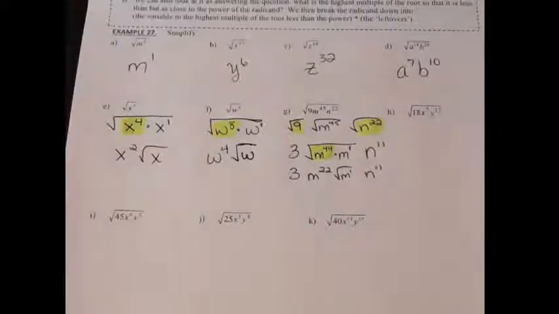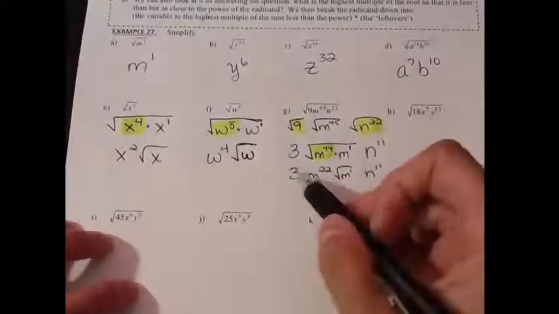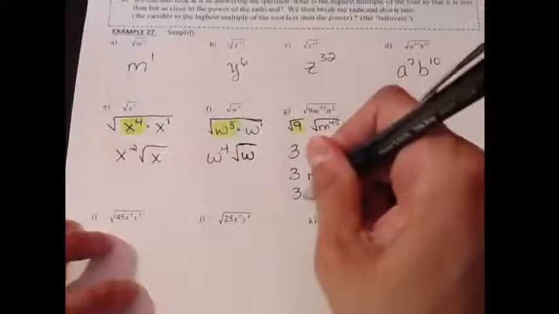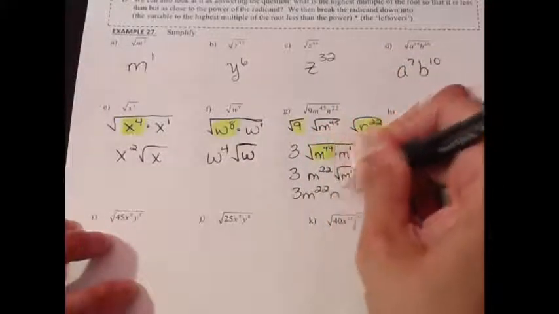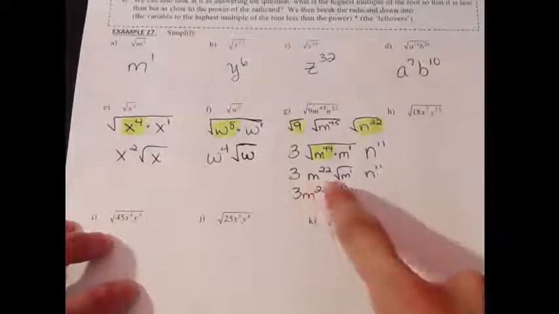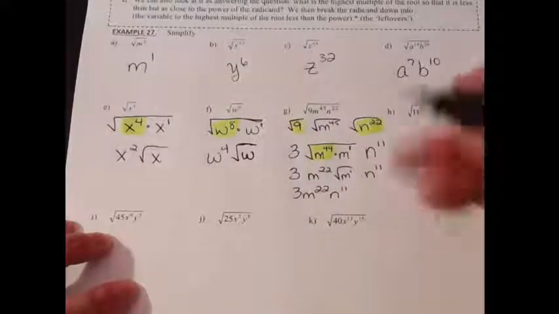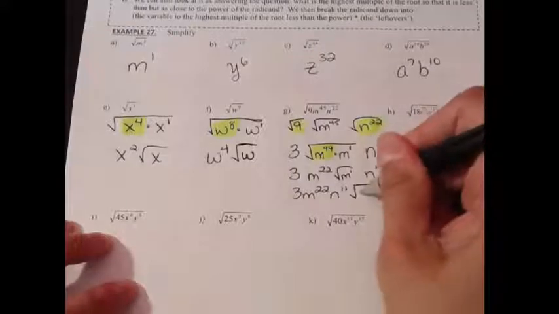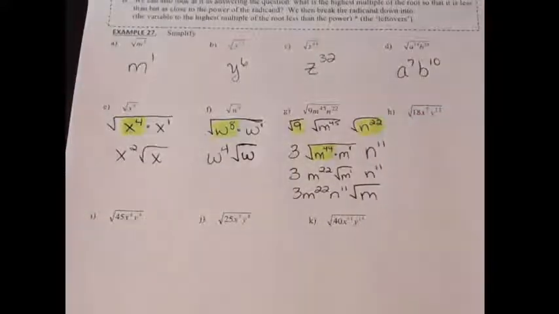Any base that is not underneath a radical will be rewritten first, and the radical will go second. Okay, so we'll rewrite our answer as 3m to the 22nd, n to the 11th, right? Not under a radical, not under a radical, not under a radical, followed immediately by the base that is under a radical. And that is your final answer.